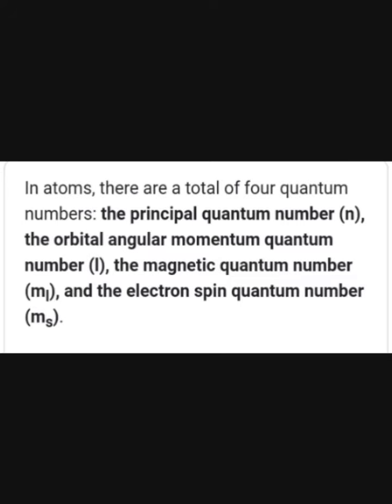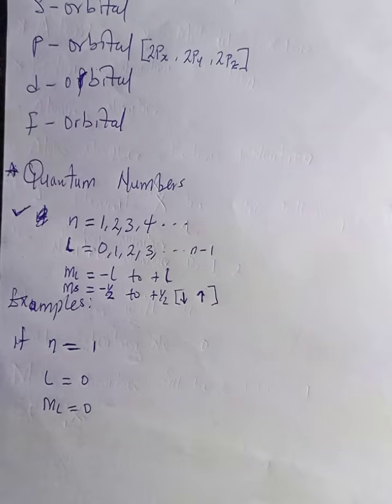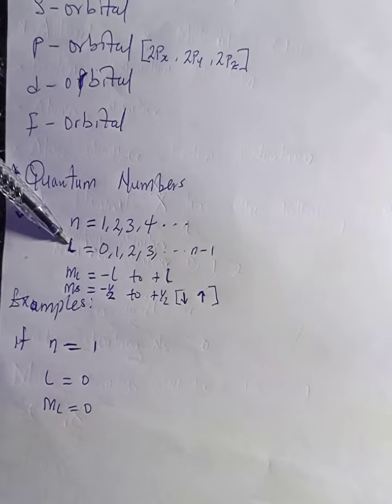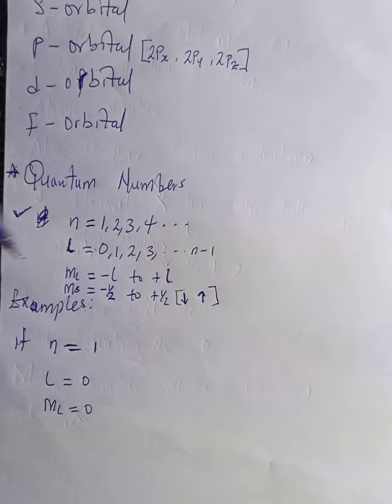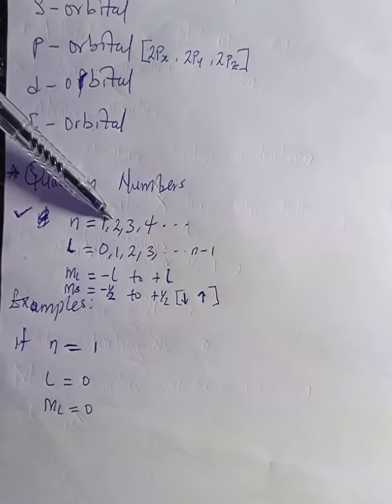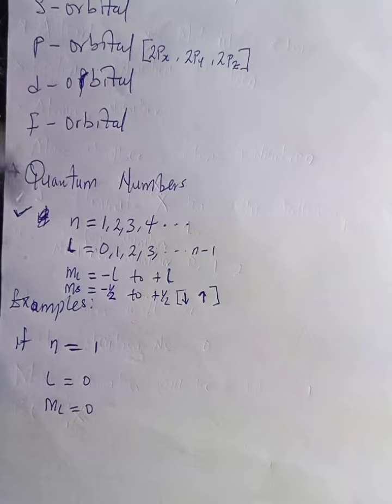So now let's try and get their integral values. The integral values of n, L, M subscript L, and M subscript S. Now from this, n denotes the principal quantum number, L denotes the azimuthal quantum number, M subscript L denotes the magnetic quantum number, M subscript S denotes the spin quantum number. Now the integral values of n are from 1 and above: 1, 2, 3, 4 and above. While L starts from 0 and ends at n minus 1.